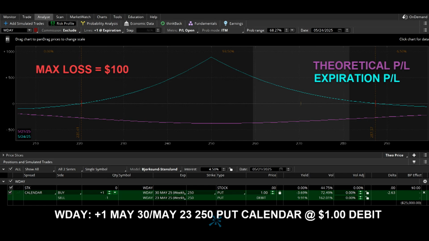You could also do $20 high. You could do the 290 call calendar as well. But this one, we have a bullish posture in Google Alphabet, a bearish posture in Workday. Looking forward to their earnings after the bell today.